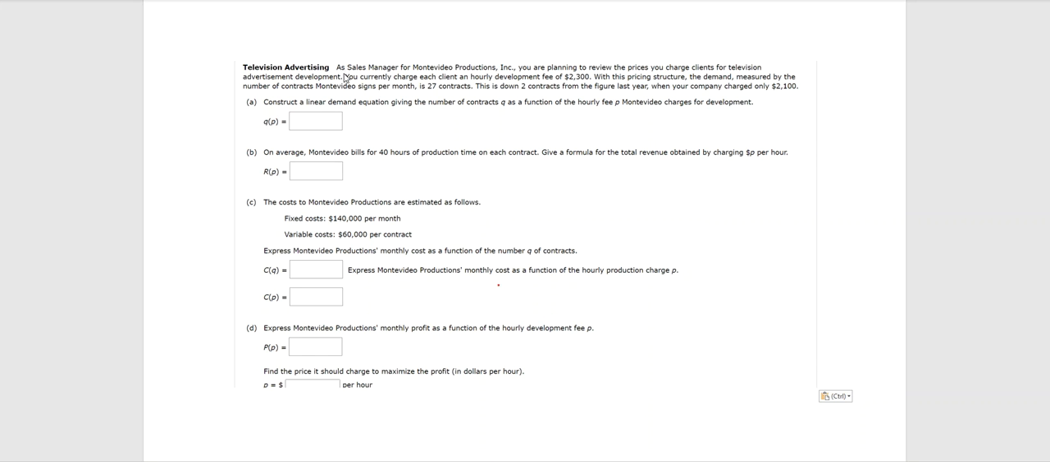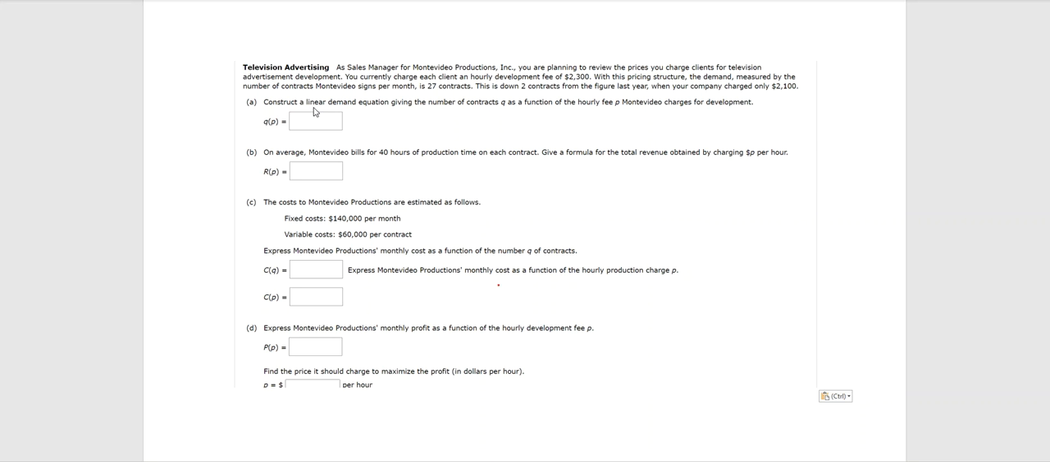That first sentence doesn't tell us anything. You currently charge each client an hourly development fee of $2,300. Wow, every hour. With this pricing structure, the demand, measured by the number of contracts Montevideo signs per month, is 27 contracts. This is down 2 contracts from the figure last year when your company charged only $2,100. Okay, construct a linear demand equation.